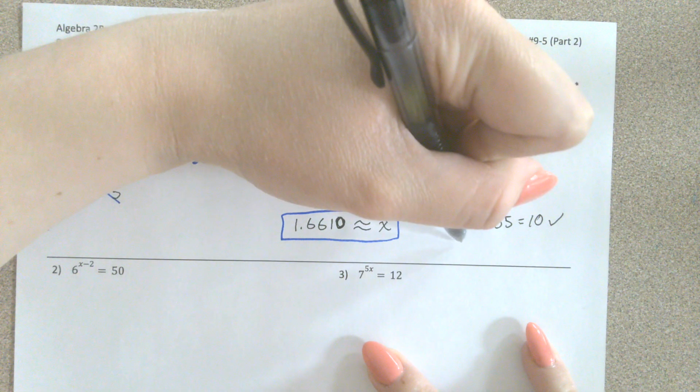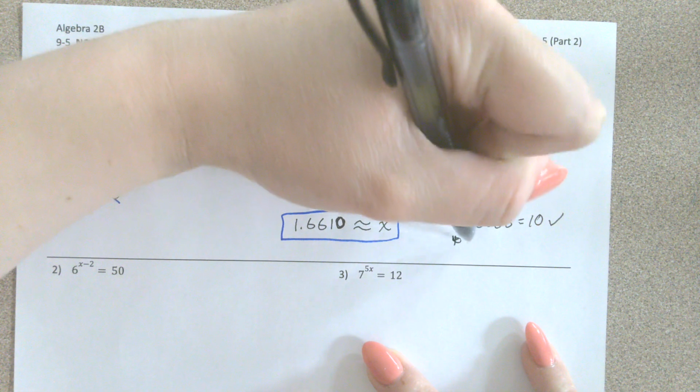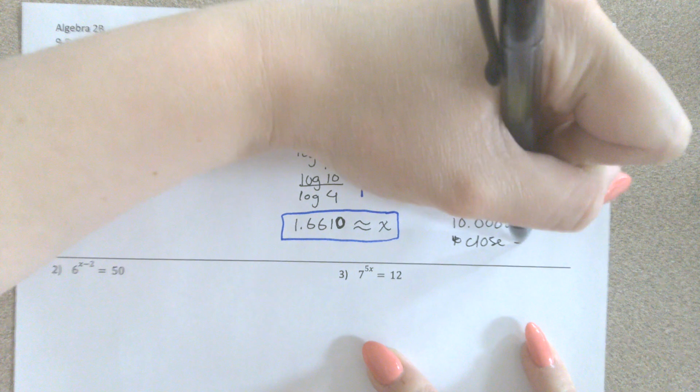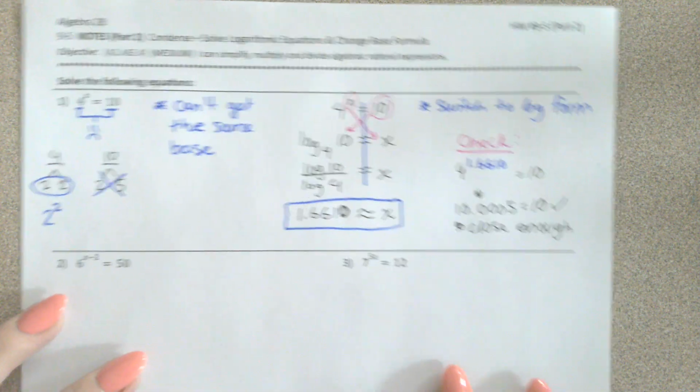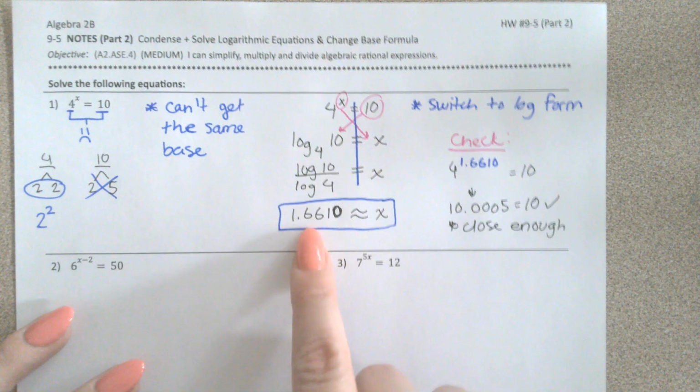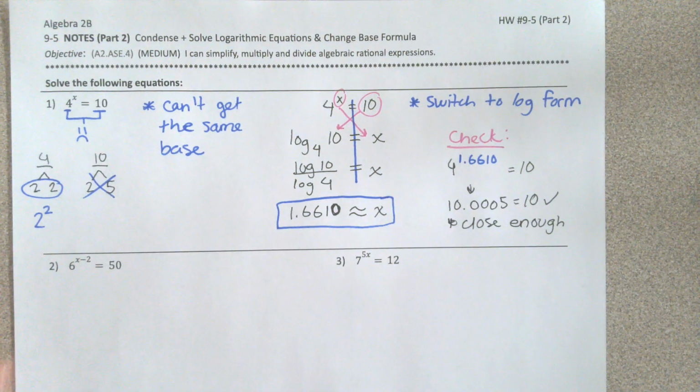And I'll make the note: close enough. So with these problems, since we're getting a decimal, the answers are not going to be exact, but they're going to be very, very close. Just an FYI on that. Reminder, you don't have to check. This is the only problem I will check, but I did want to show you that.